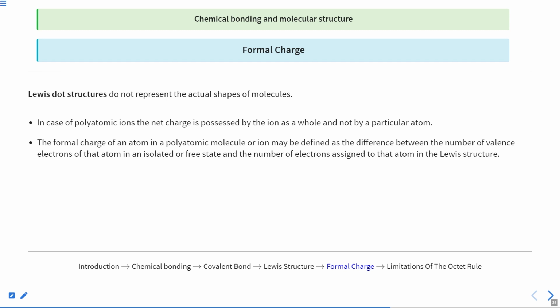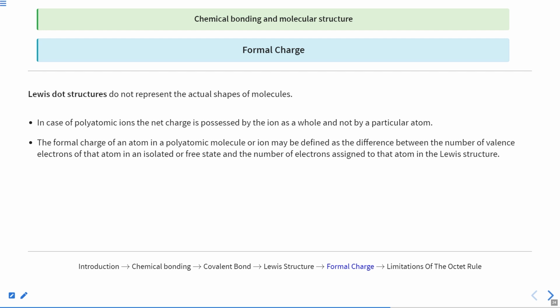Now, what is the difficulty with this Lewis dot structure? First of all, it does not give the actual structure. It does give you the electronic distribution, but there is no definition of how the structure will look. In the case of polyatomic ions, the net charge is possessed by the ion as a whole and not by a particular atom.